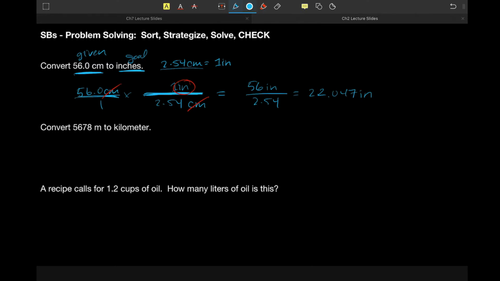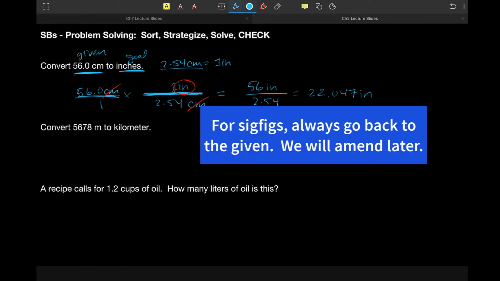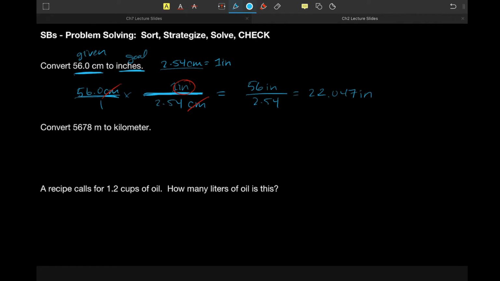For now, you will always go back to your given. We are going to consider our conversion factor as perfect. They're not all perfect, but for the ease of math, we're going to consider our conversion factor as perfect and always go back to our given. Our given has how many sig figs in this case? It has 3, so we're going to keep 3 digits.